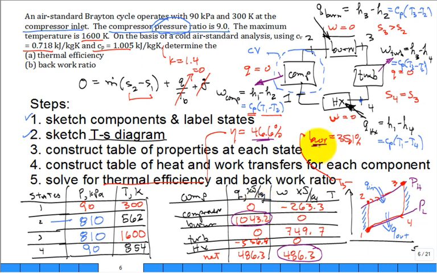And the backwork ratio is the ratio of the fraction of what the turbine produces that has to go back to feed the compressor. So it's 263.3 divided by 749.7 to get the 35.1%. Very good. You ready to move on? Pretty impressed. A lot of you were doing this pretty good, pretty quick.